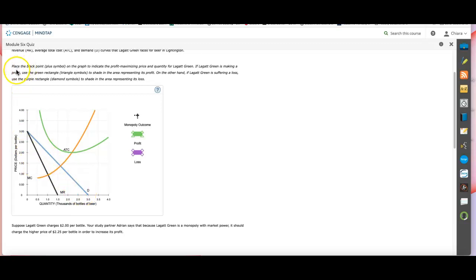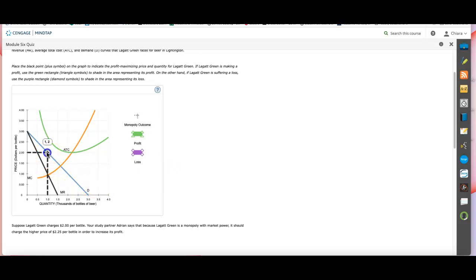The first part of the question wants you to place the black point, the plus symbol, on the graph to indicate the profit maximizing price and quantity for Lagat Green. So I know this is the profit maximizing quantity. It's 1, and I'm going to pull it up and find the corresponding price on the demand curve for that quantity of 1. In my case, it's $2. It might be different in your example, but from a graph, this is how you find it.